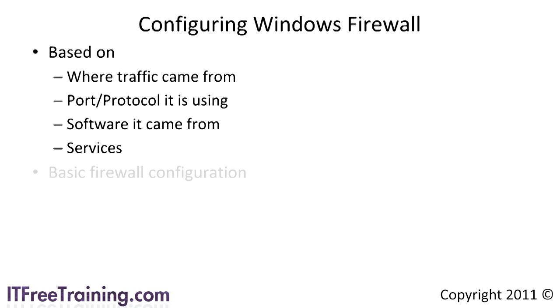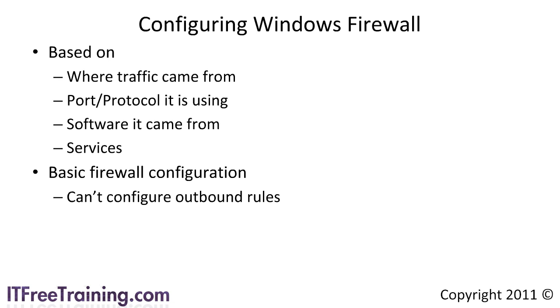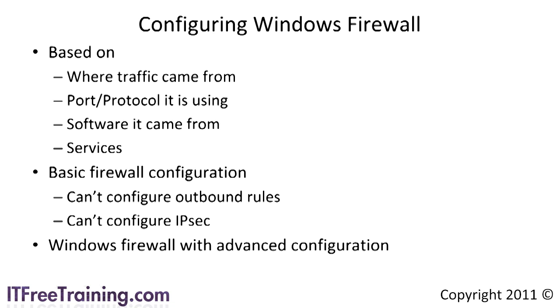The first is the basic firewall configuration tool, which is available through the control panel. If you are not doing anything too complex with your firewall, this tool works well. With the control panel, you can't perform advanced actions like configure output files or configure IPsec connections. If you want to perform more complex tasks, you can use Windows Firewall with advanced configuration. First of all, let's have a look at the basic Windows Firewall tool.